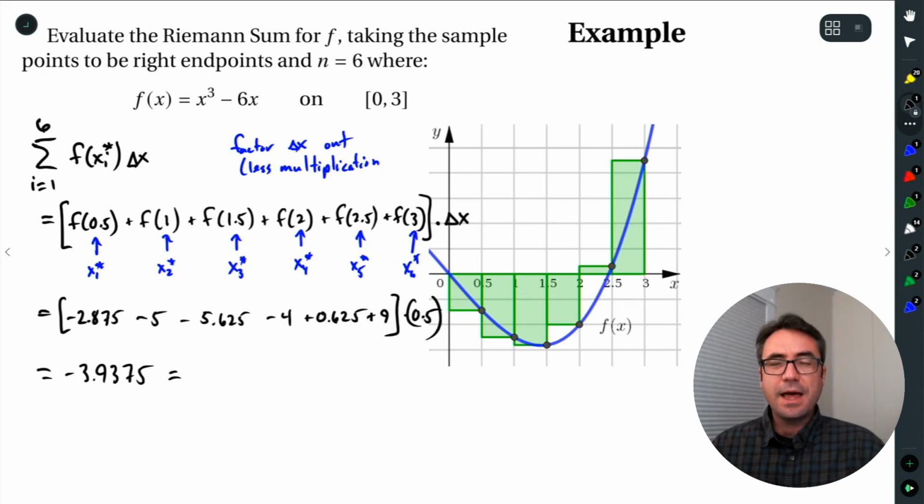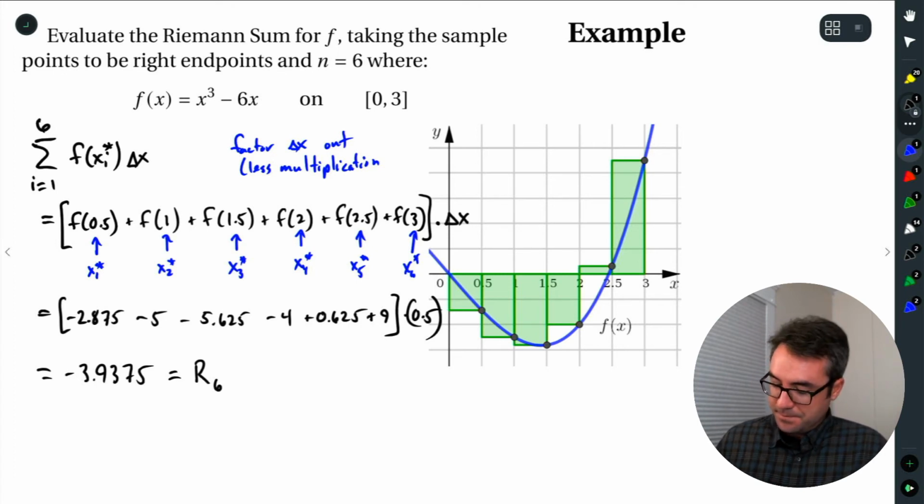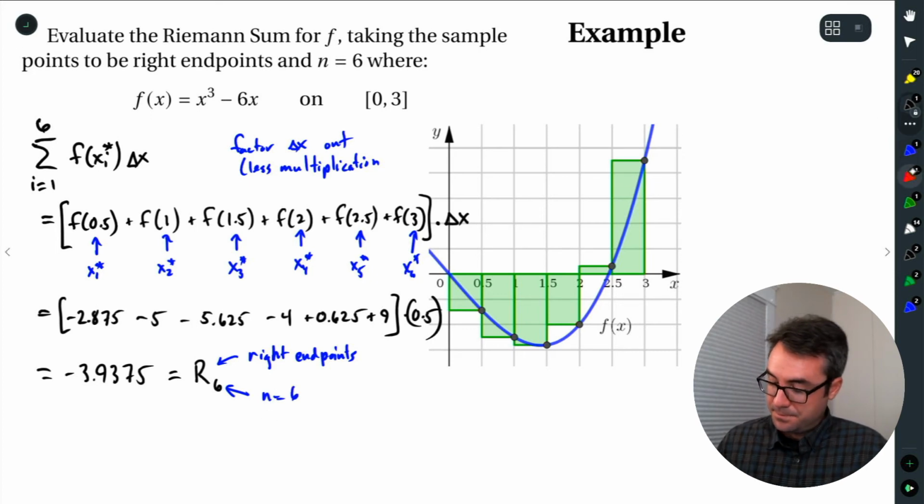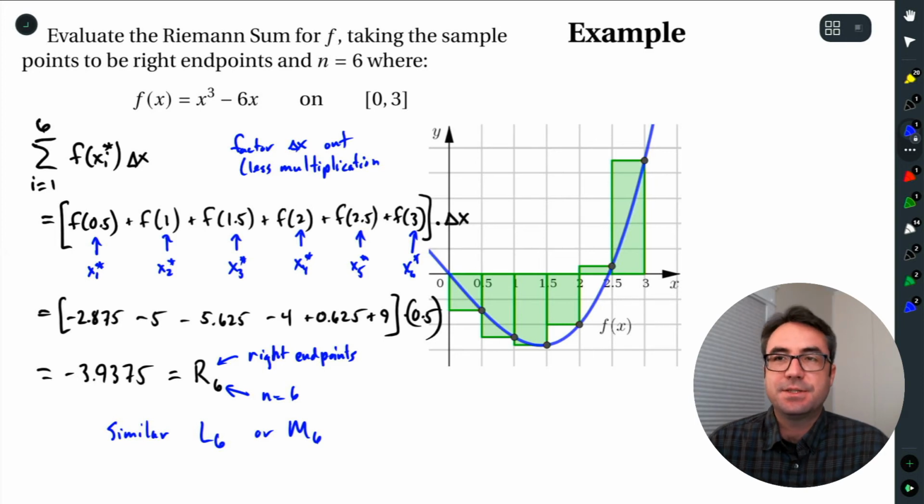And a lot of times the way we denote this numerical value for a Riemann sum is we use a capital R if we're using right endpoints, with a little subscript of 6. So the R here is telling us we used right endpoints, and the 6 is telling us the n value. If we use left endpoints, we would say L6, or if we use midpoints, we would say M6. So that's sometimes a little shorthand notation to represent the Riemann sum using right endpoints with n equal to 6.